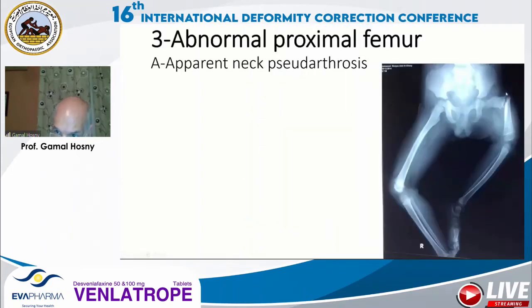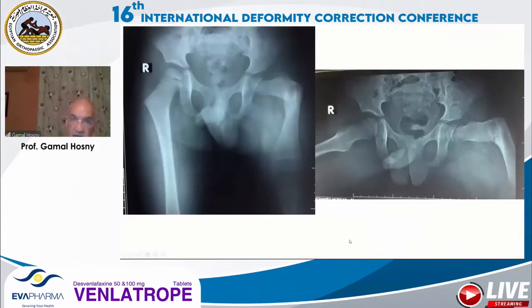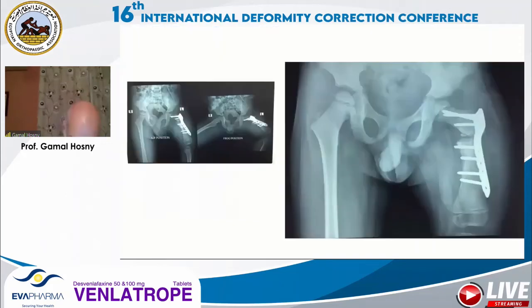Again, apparent neck pseudoarthrosis. In this case, you see with the follow-up. The problem with the classifications is that sometimes you will see one picture of the patient and you cannot give the classification you want. So you have to follow up the patient to give them the right classification. So with more follow-up, we did valgus osteotomy.